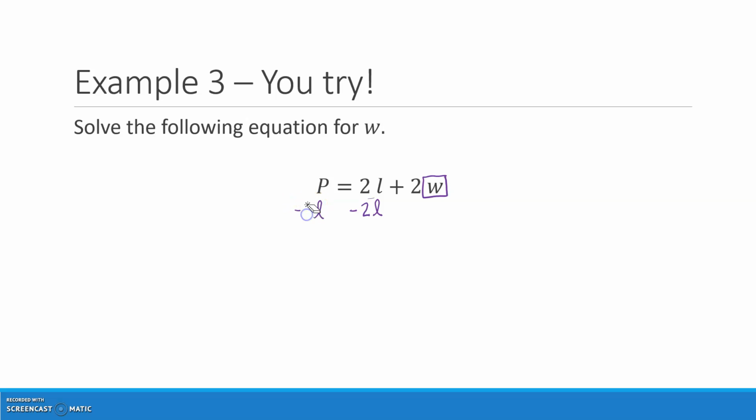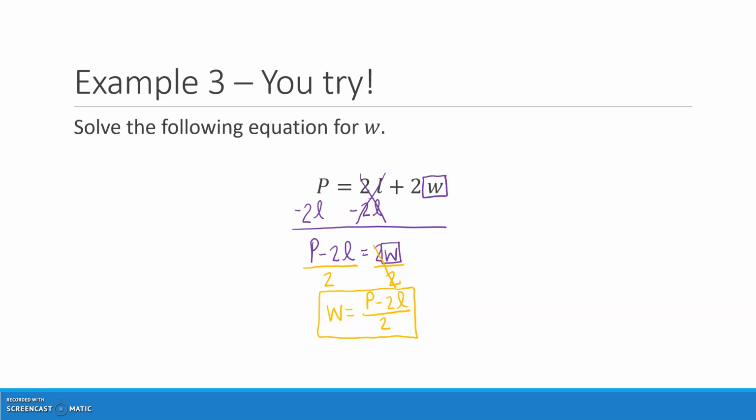Oops, sorry, that should be a 2. So I'm going to get p minus 2l equals 2w. And then I still need to get w alone. So I'm going to take the opposite operation, which is to divide, and I'm going to divide everything by 2. And I'm going to get w equals p minus 2l over 2. And that would be my final answer.